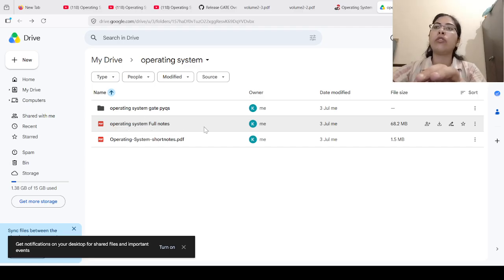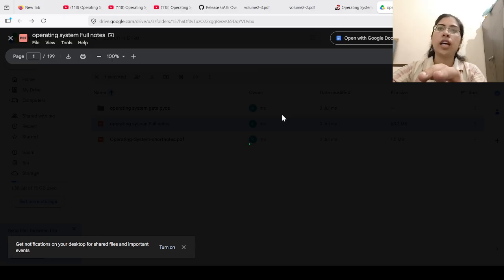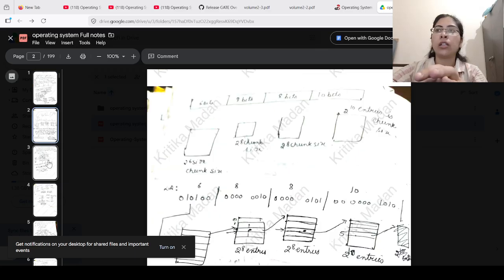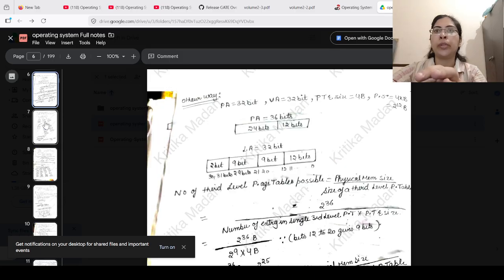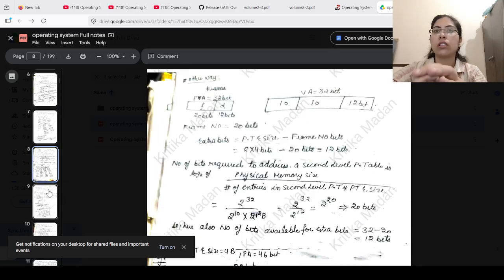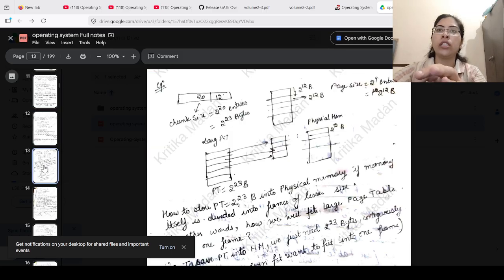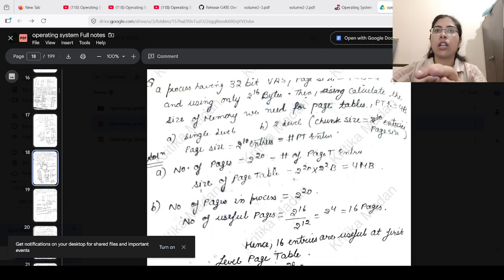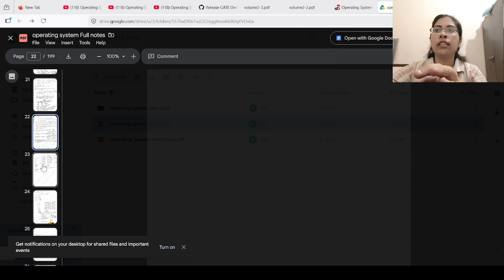Next is operating system full notes. These are the operating system full notes. These are my own notes which I prepared during my own preparation. These are the multi-level paging notes that I prepared while doing my own preparation. All the GATE PYQs and many test series questions are solved in these notes that I have prepared. So you can utilize these notes.